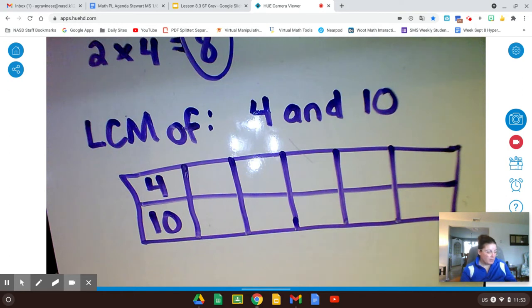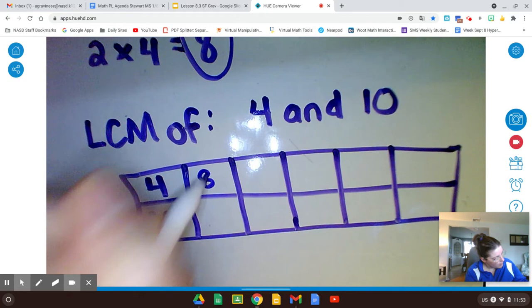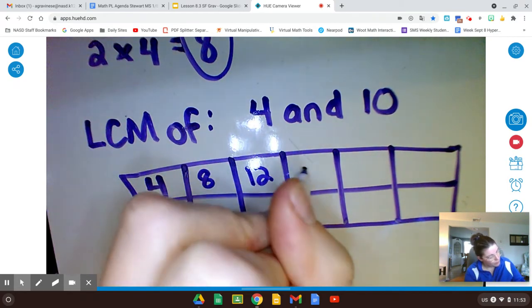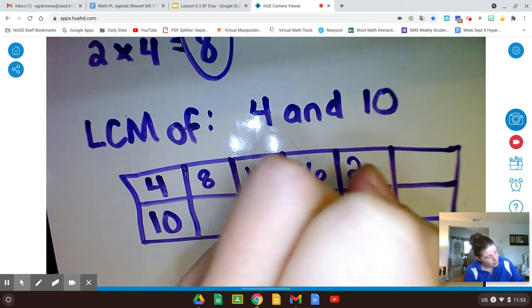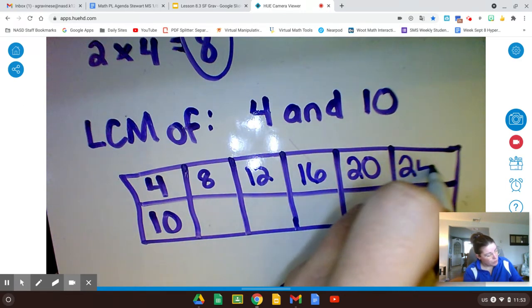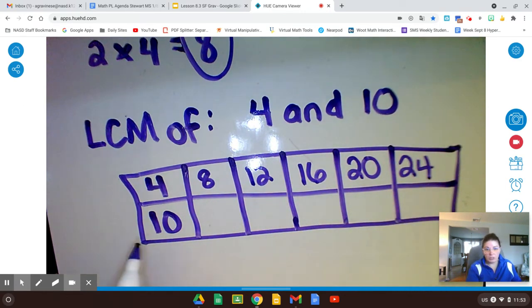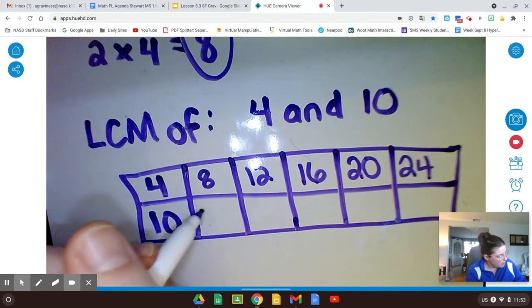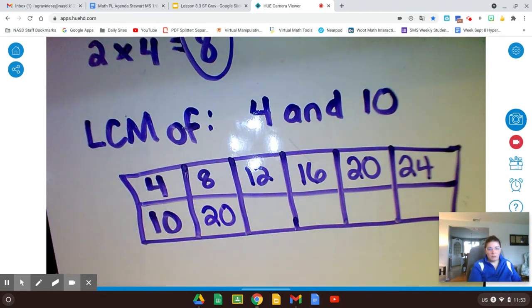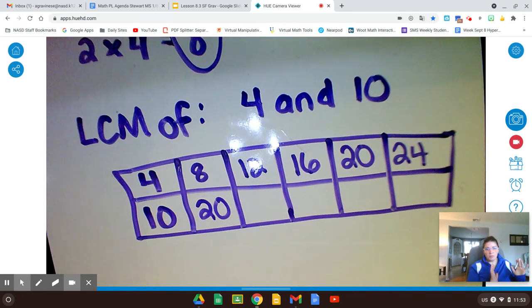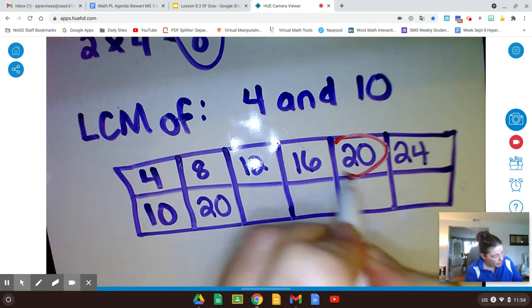All right. So when I list multiples of 4, I get 4, 8, 12, 16, 20, 24. Now let's do some 10s. 10, 20. Wait a minute. I'm stopping. Why am I stopping? Because when I wrote 20 here, I remember writing a 20 up here. So I'm going to stop. The first multiple in common is 20.